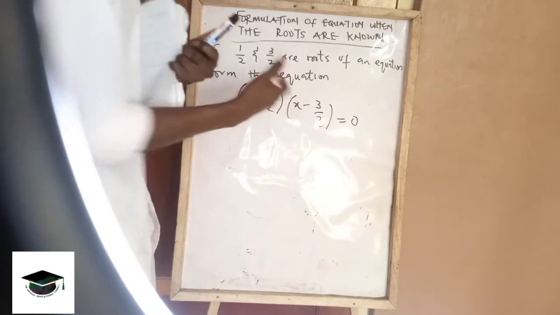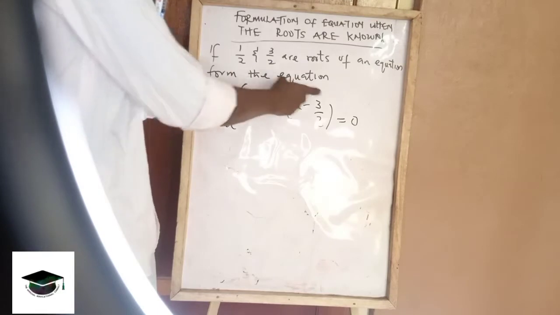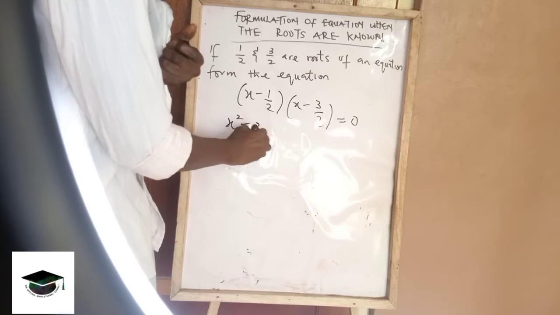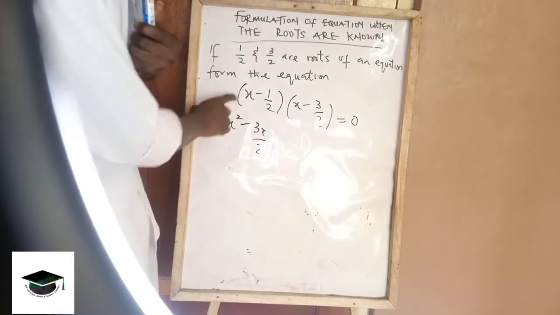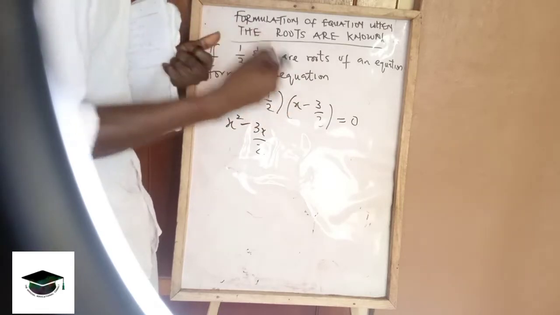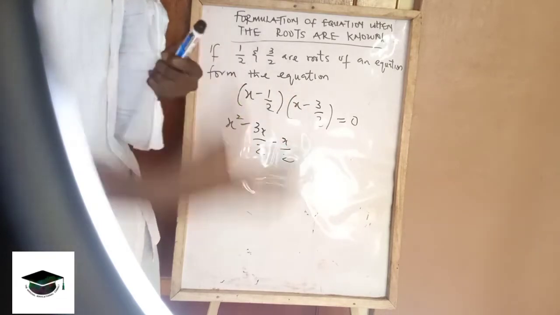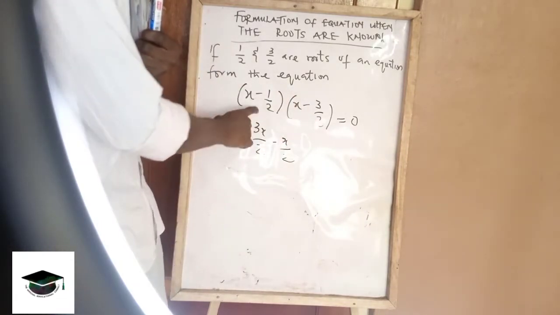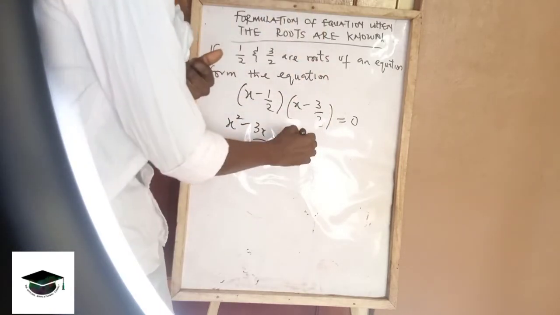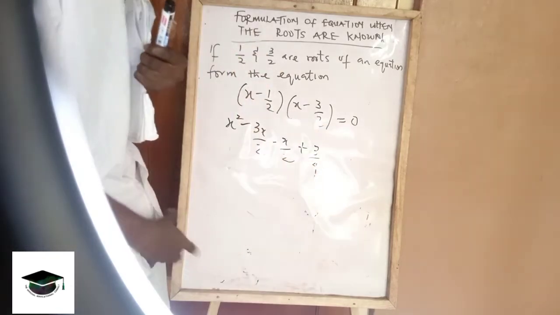Now, x times x will give you what? X squared, right? Now, x times minus 3/2 will give you minus 3x/2. Now we use this to multiply this again. Minus 1/2 times x is minus x/2, because 1 times x will be x, right? That's simple. Then we move to the last one, which is minus 1/2 times minus 3/2. This is going to give us plus 3/4.